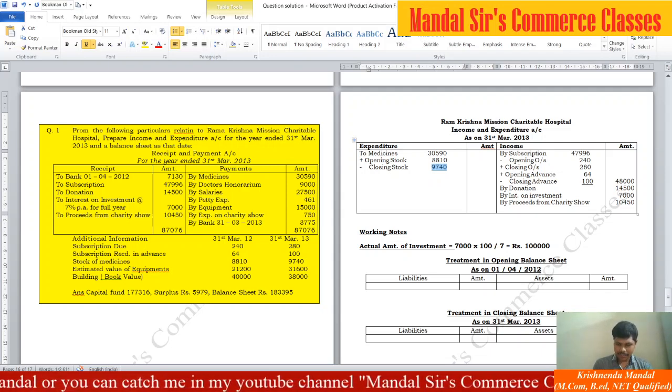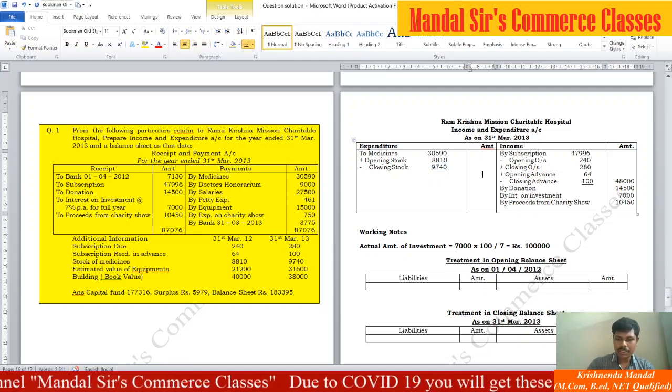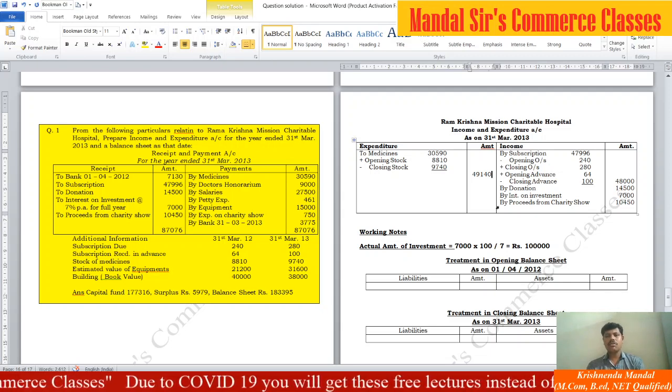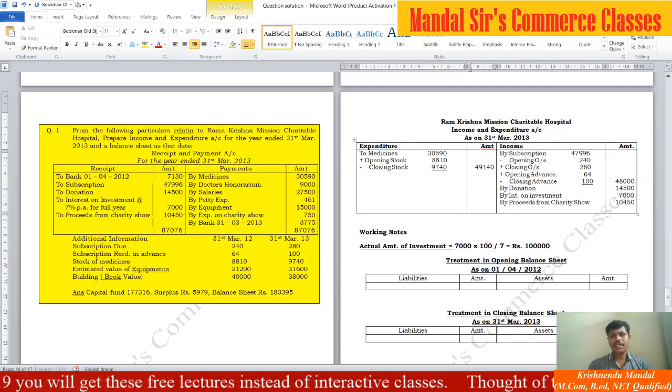30,590 plus 8,810 plus 9,740. So the amount we will get is 49,140. This is the actual amount of medicines which are consumed during the current year.